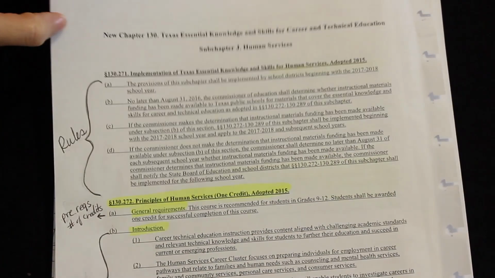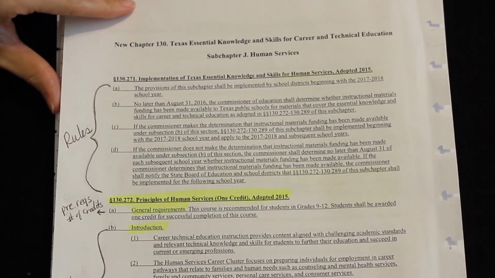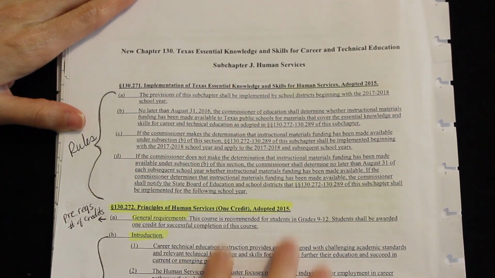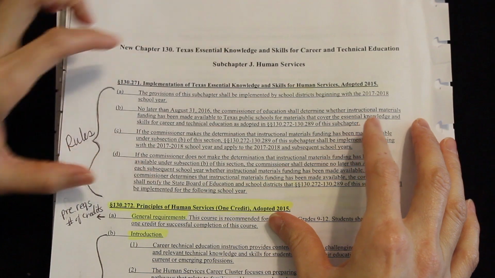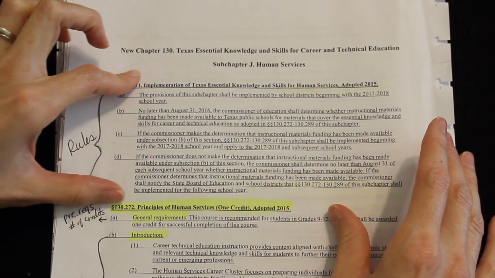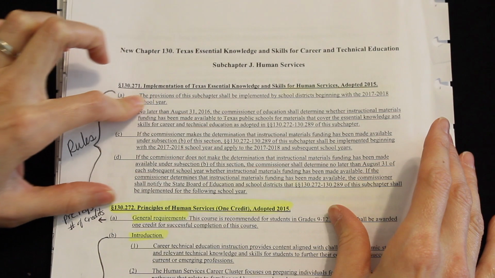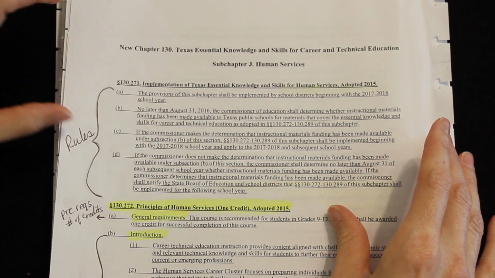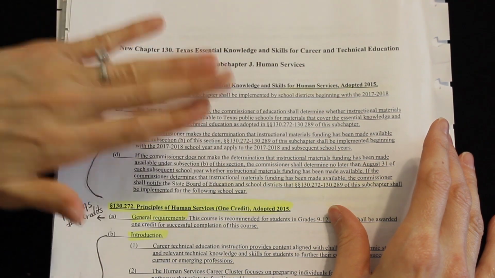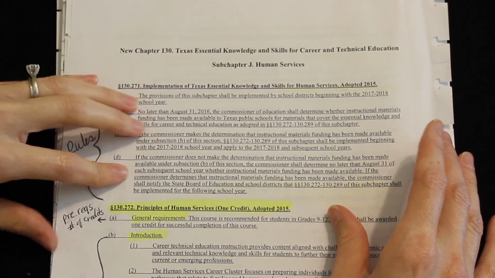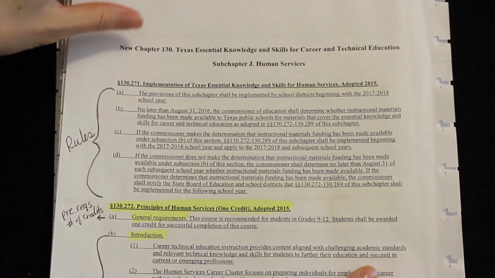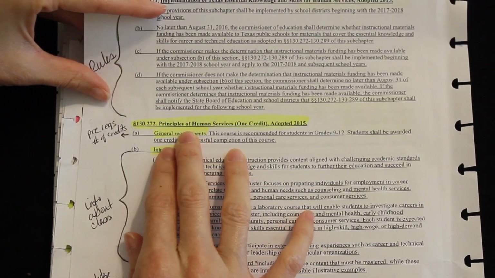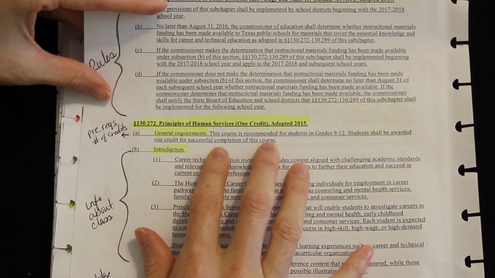When you get to your first section here, you have your TEKS. For Human Services, this is just the information about the TEKS. It's just like the rules, how they're implemented, the times, dates, and things of the sort. Not too much you have to focus or worry about, okay? This next one here, we have Principles of Human Services. This is what we're focusing on.